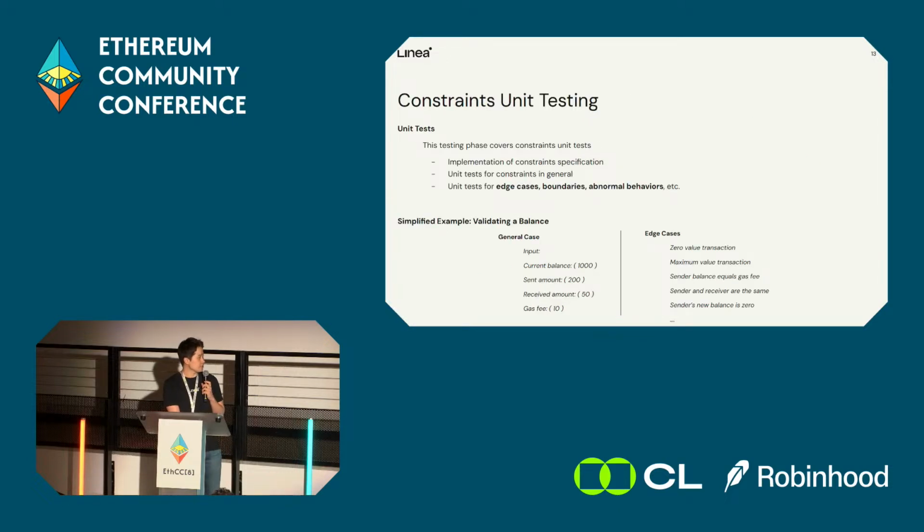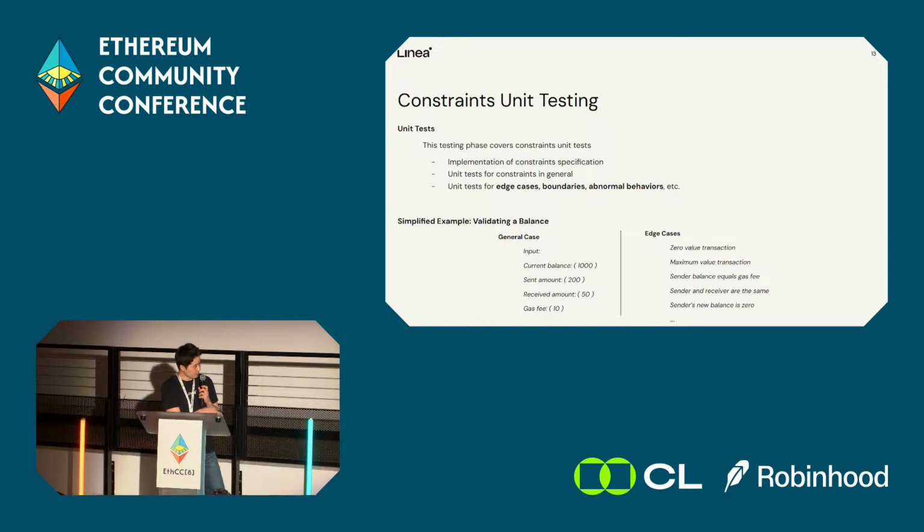The first thing is constraint unit testing. These are the toughest ones, I guess. Here we write unit tests for constraints in general, based on the spec. Especially, we found that when you cover only these general constraints, you will see a lot of errors. So we especially focus on writing unit tests for edge cases, boundaries, or abnormal behaviors. We are writing thousands of unit tests for only edge cases.